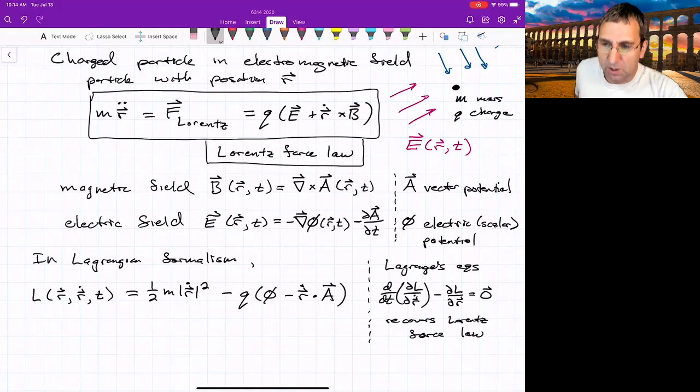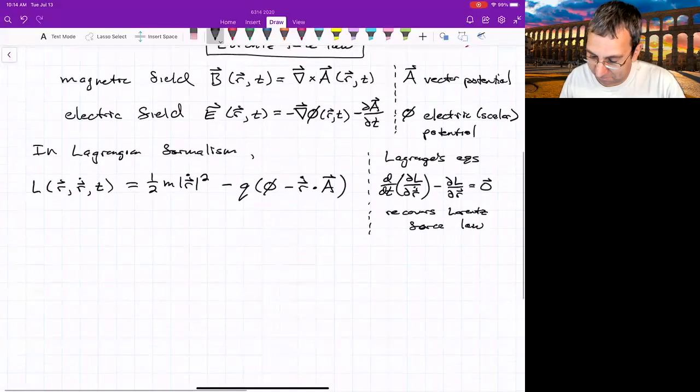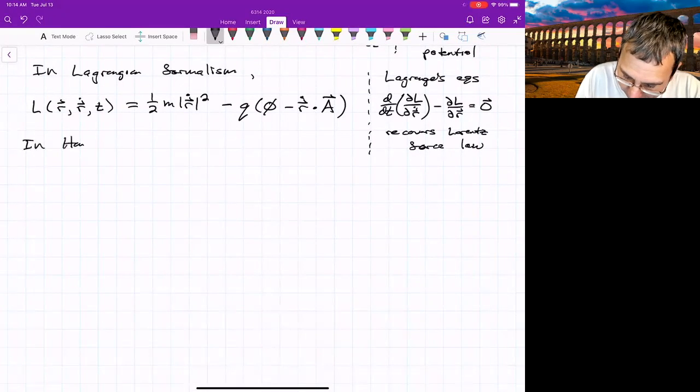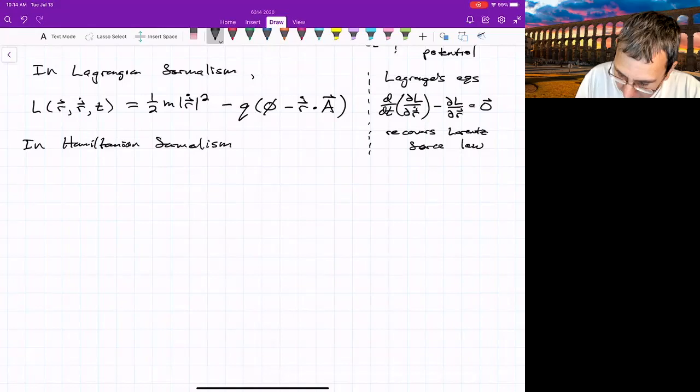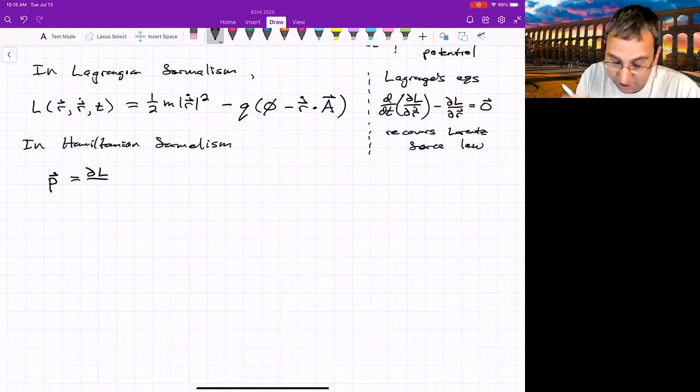Now, in the Hamiltonian formalism, we could use the Legendre transformation and get momentum and then construct the Hamiltonian. So in the Hamiltonian formalism, what's the first step that we do? We get the generalized momentum, and we'll just call it P. We'll write it this way, partial L, summarizing the three different scalar components as a vector. So this will be partial L, partial r dot.